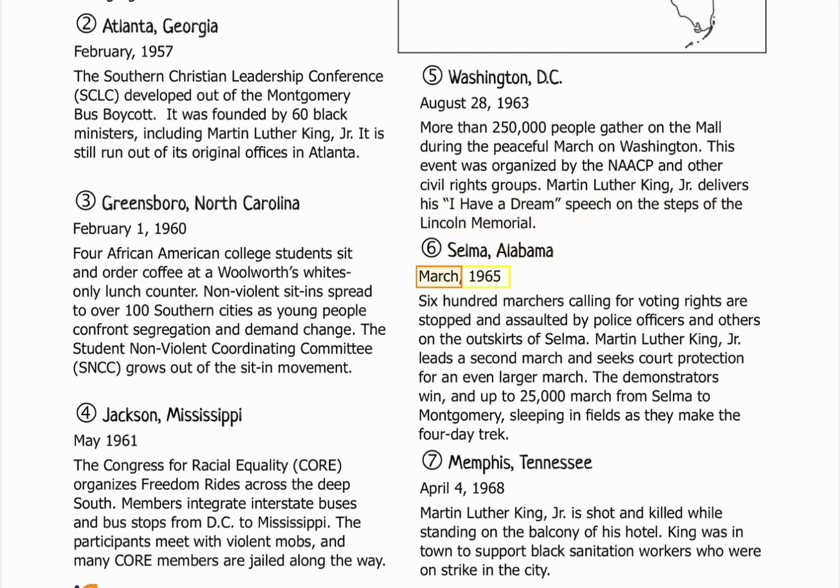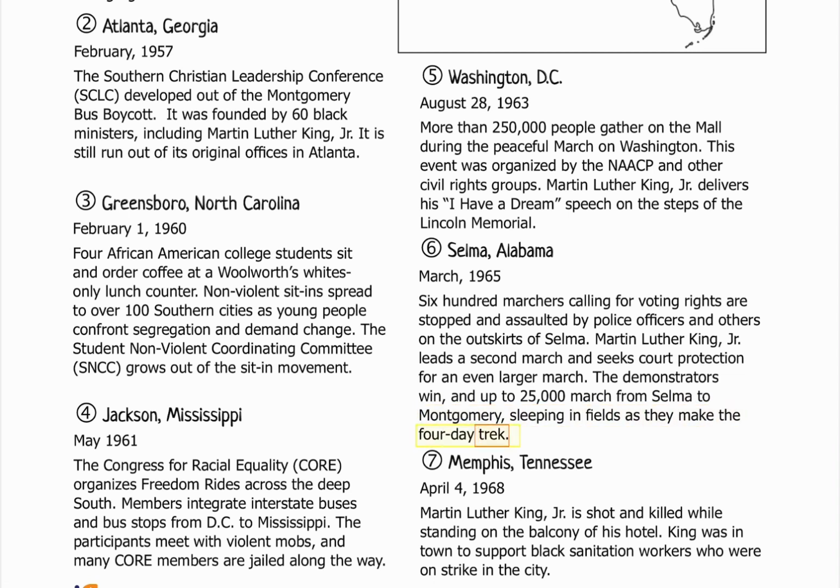Selma, Alabama, March 1965. 600 marchers calling for voting rights are stopped and assaulted by police officers and others on the outskirts of Selma. Martin Luther King, Jr. leads a second march and seeks court protection for an even larger march. The demonstrators win, and up to 25,000 marched from Selma to Montgomery, sleeping in fields as they make the 4-day trek.